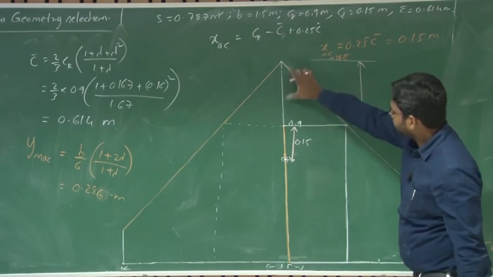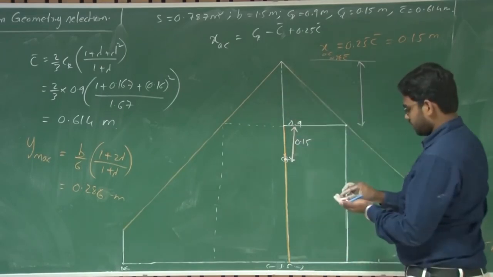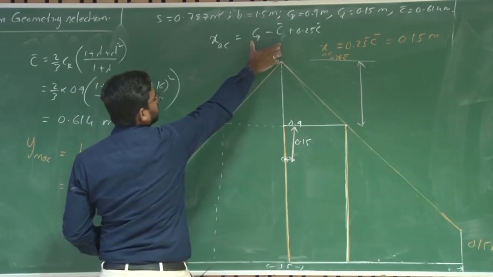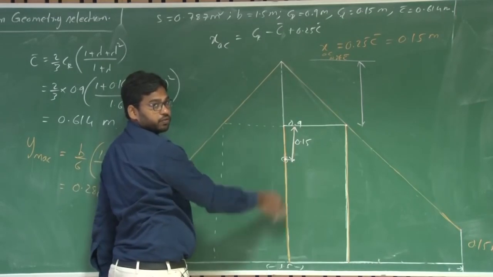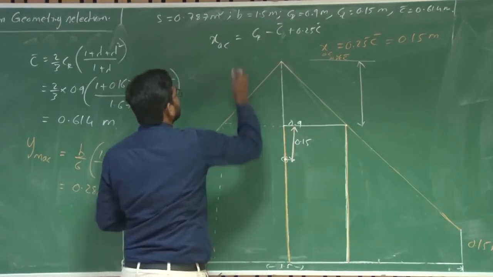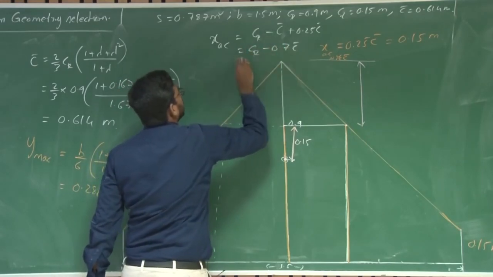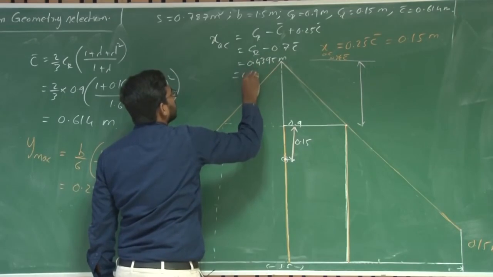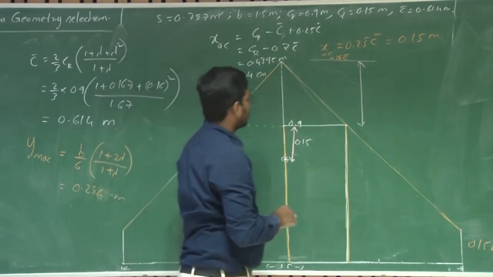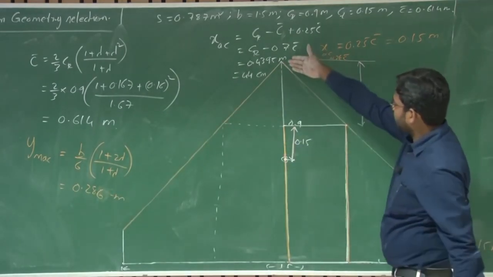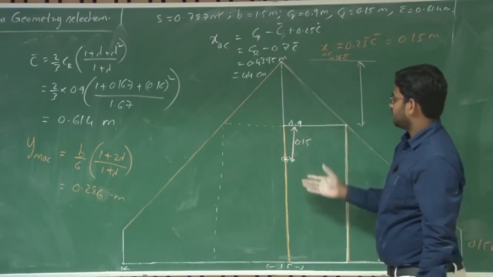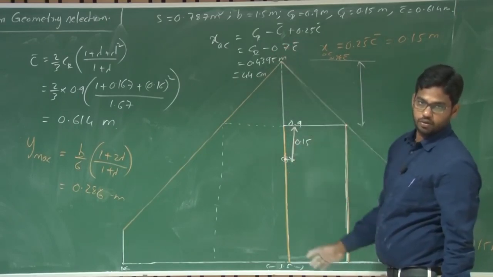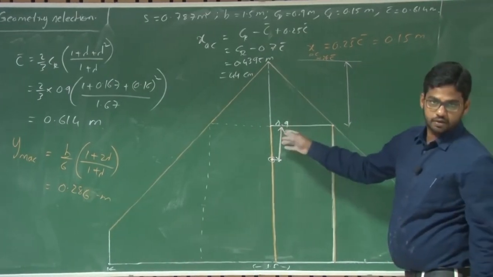To get this distance, you subtract C bar from the root chord. Say this is your C bar. Subtract this from the root chord, you get CR minus C bar, plus this distance, the quarter chord point of C bar. So this is CR minus 0.75 C bar, which is approximately 0.4395 meters, about 44 centimeters. You can simply take a tape and measure the aerodynamic center of this configuration, which should be approximately 44 centimeters from the leading edge of the root chord. You can look at it physically.